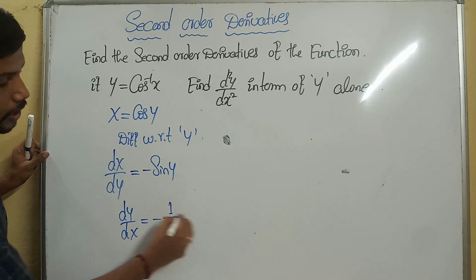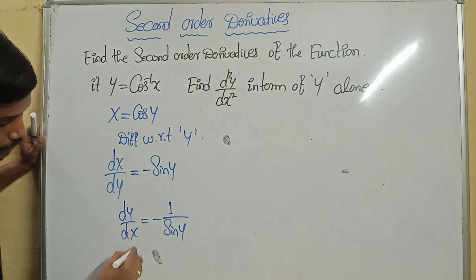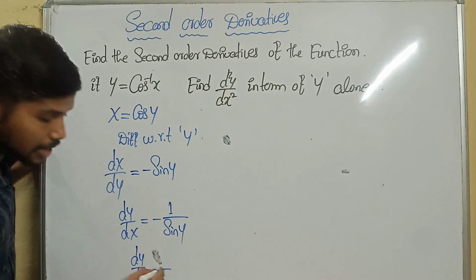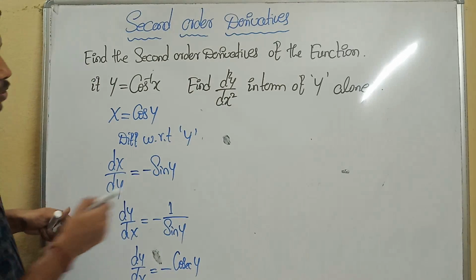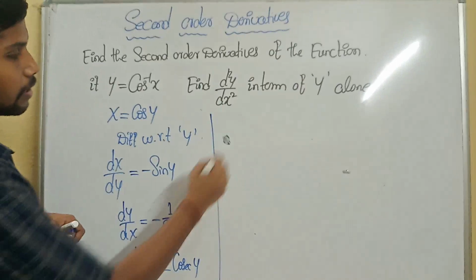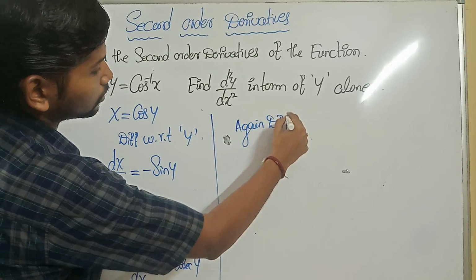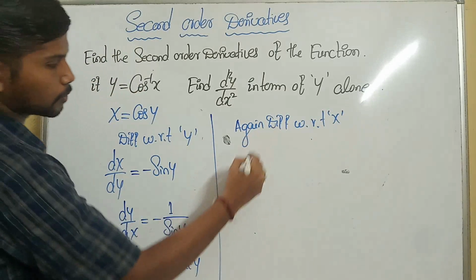1 divided by sine of y. After that, dy by dx is equal to minus, what is 1 by sine? It is cosecant of y. After this, the next step will be again differentiating with respect to x now, not y, x. What is dy by dx with respect to x?